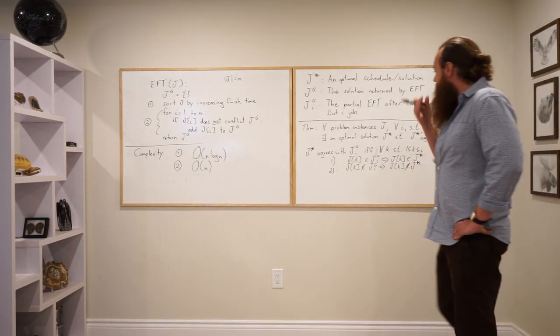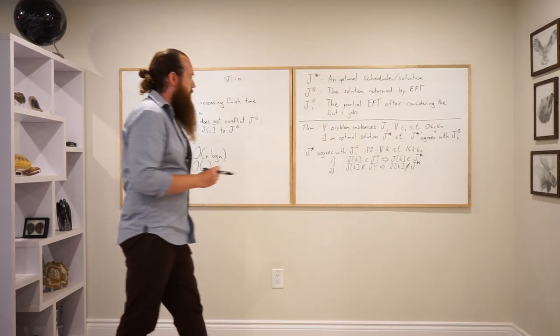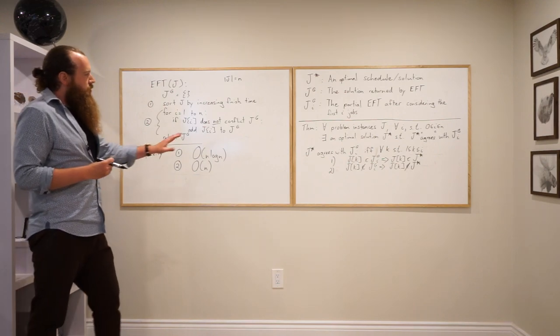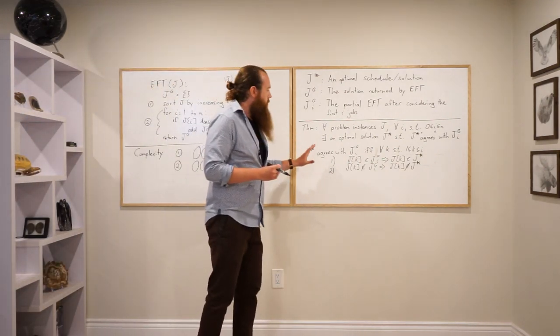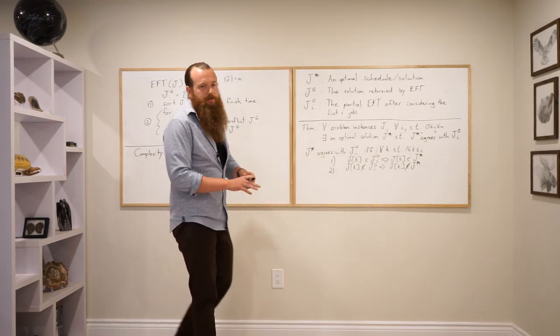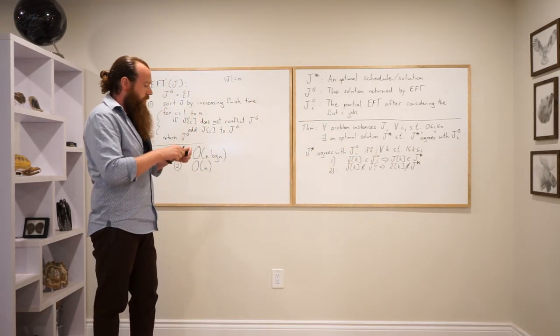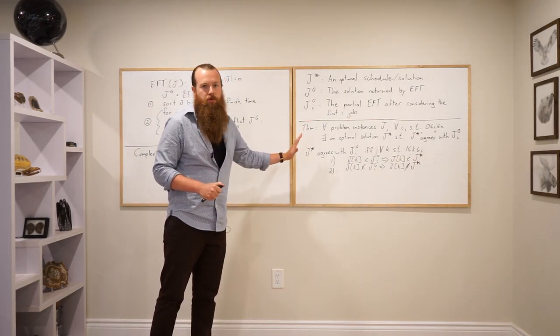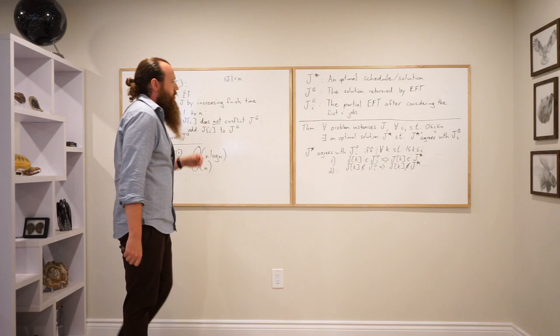Now, like I said, this is a little dense. So what is this saying? Well, let's zone in on this "agrees", first of all. Remember, JGI is a partial solution. It's basically the greedy solution after it's made the first I choices. And J star is an optimal solution. You know, it's a final, maximal, no-conflict set of jobs.